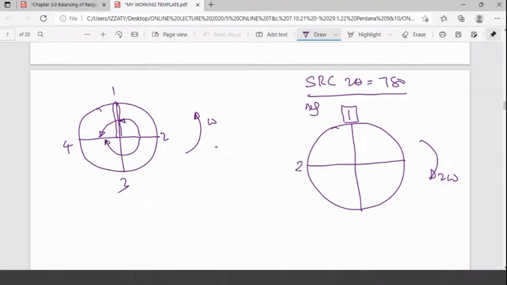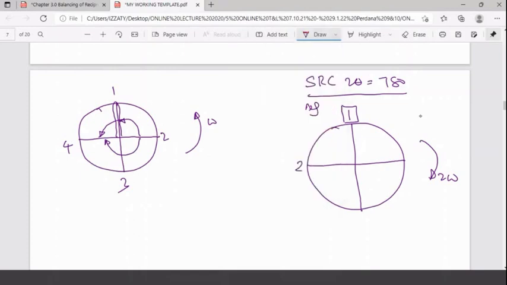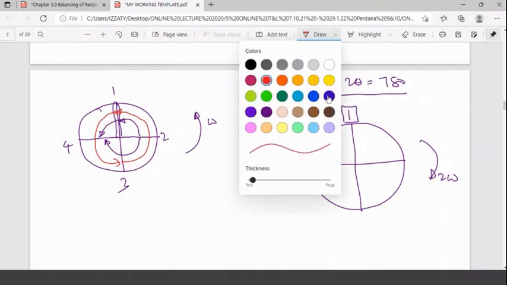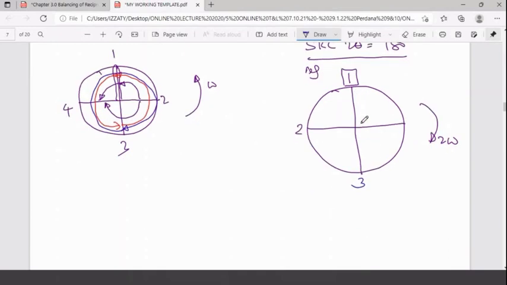Number 3. So number 3 will move how many segments? 2 segments, isn't it? Just start counting segments. 2 segments for primary, 4 segments for secondary. But we are dealing with reverse, so it will also rotate 4 segments, but now in a different direction. So it will rotate 2 segments, another 2 segments, so you will basically go back to its own initial position.